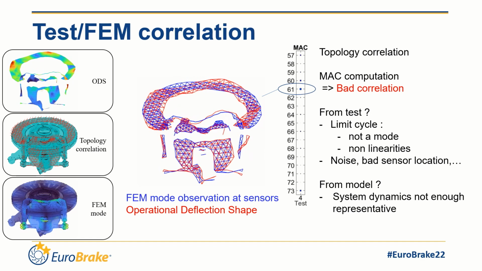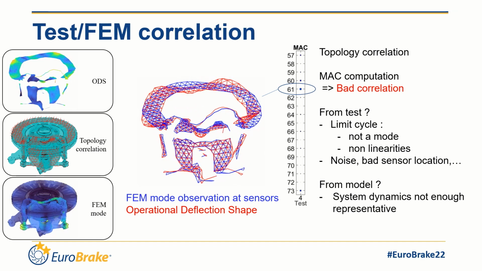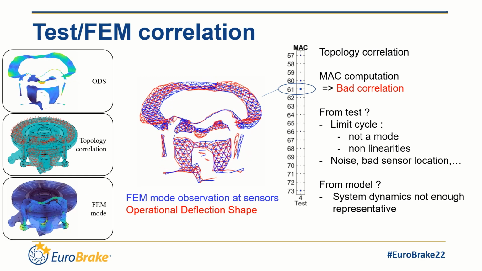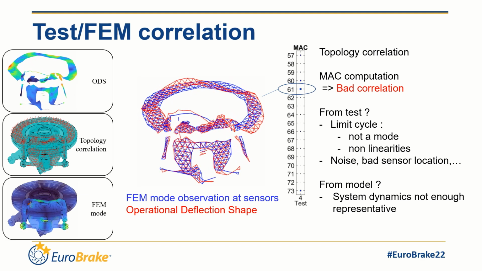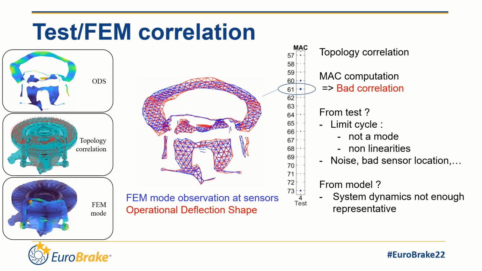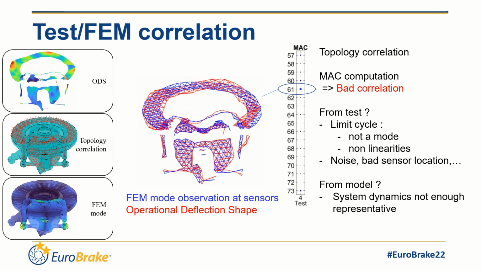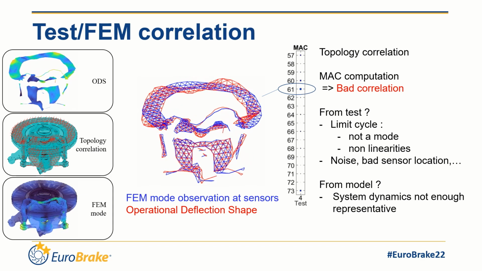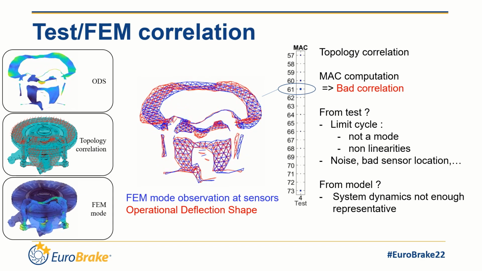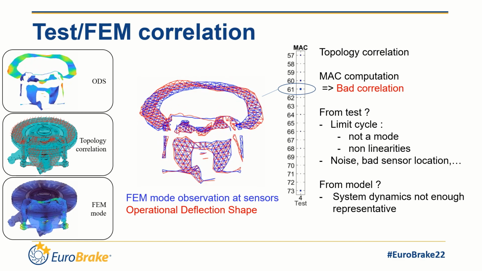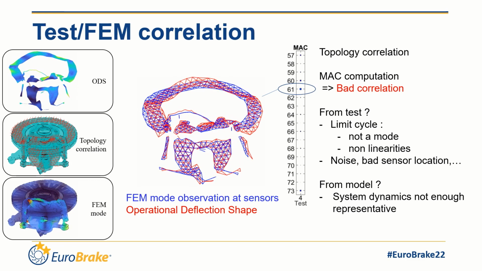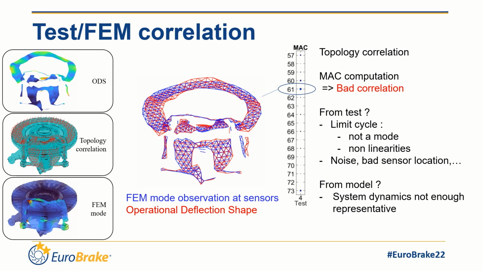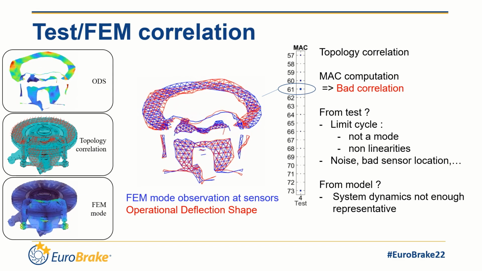This bad correlation can be due to the test side, because the ODS characterizes a limit cycle containing nonlinearities, which is not, strictly speaking, a mode shape, and because obviously experimental issues such as noise, setup problems are always present. But most of the time, the bad correlation also arises from the model side because it is not representative enough of the true system dynamics. So to use the model alone to propose further system modifications, model updating is thus necessary, despite high cost, time, and absence of guarantee on the results.